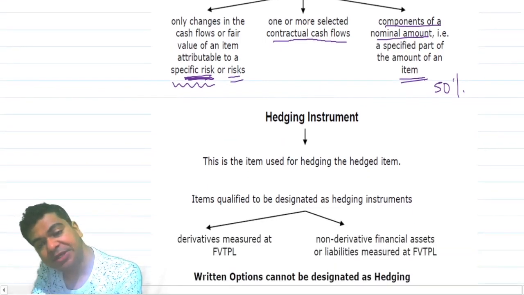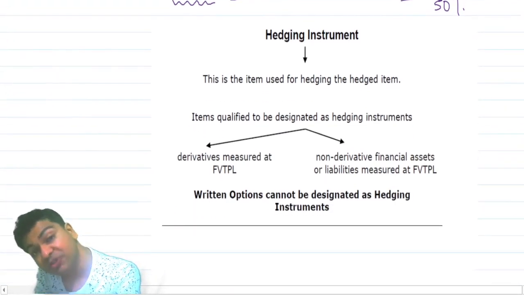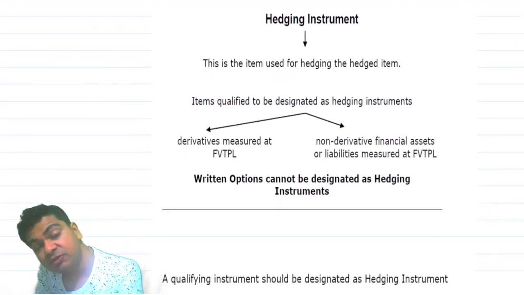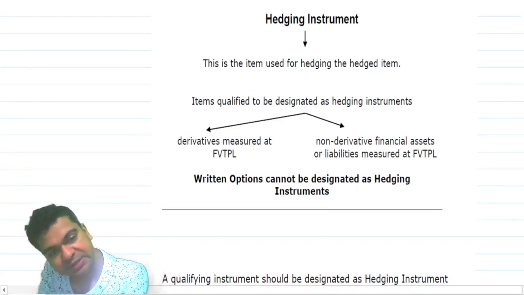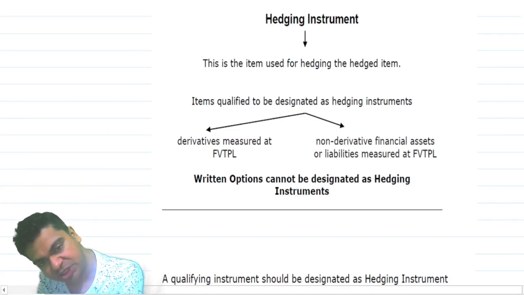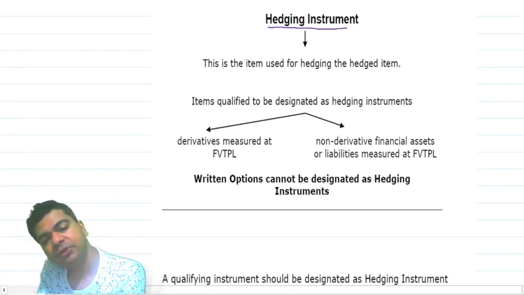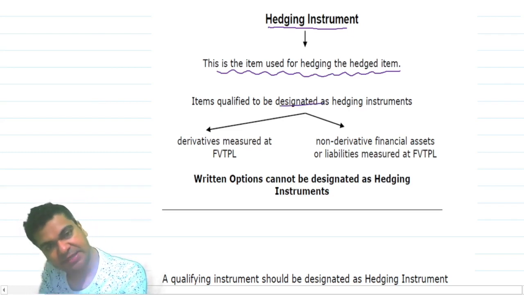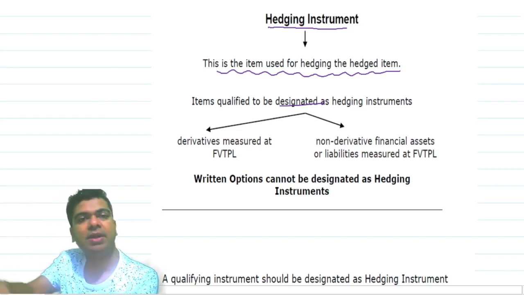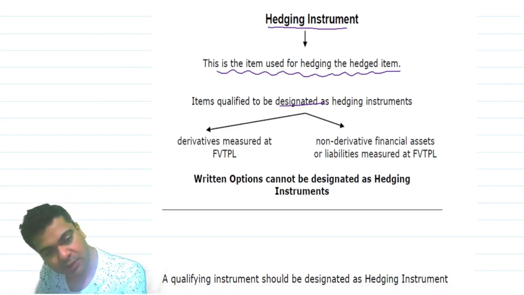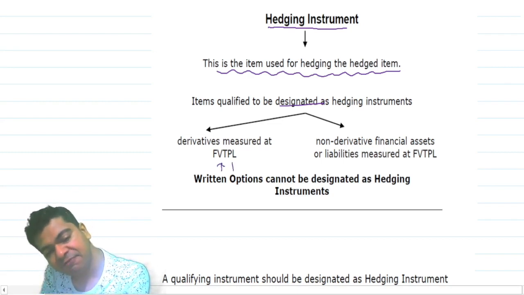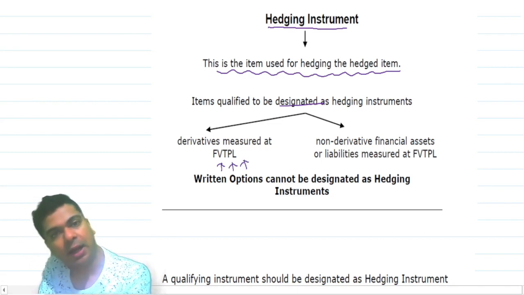So the hedged item is the item whose risk you want to manage. How will you manage? You will manage through an item which will help you to reduce that particular risk. The item that will help you to reduce the risk, that is what shall be referred to as the hedging instrument. This is the item used for hedging, the hedged item. Okay. Items qualified to be designated as hedging instrument. Just anything comes to your mind and you say this is a hedging instrument, that will not happen. What can work as a hedging instrument? They are saying derivatives measured at fair value through profit and loss account.